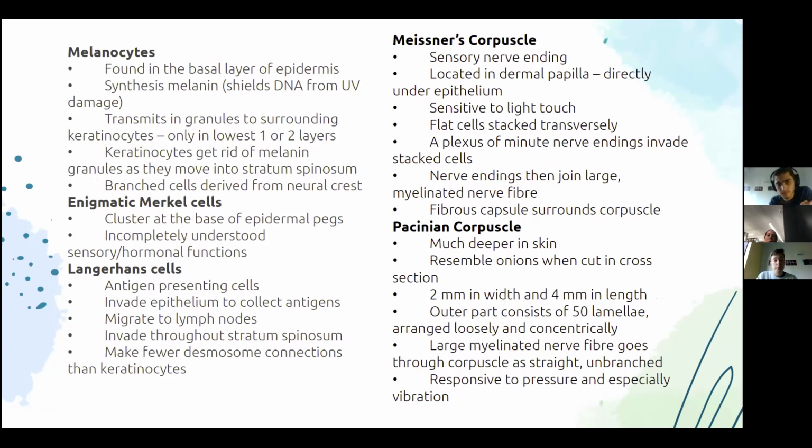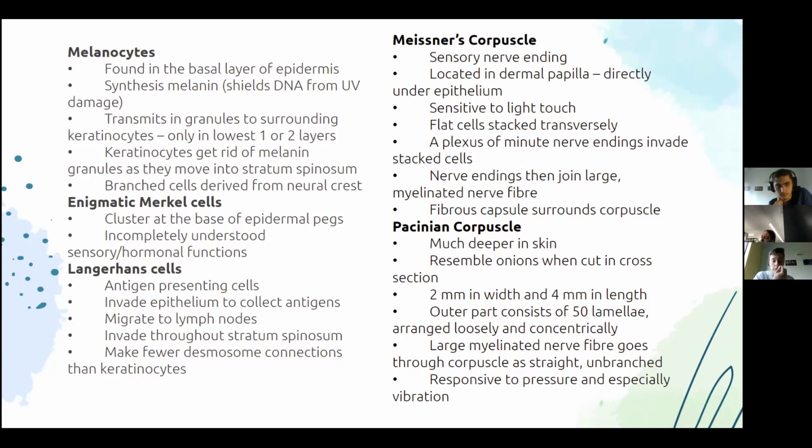These are just some more cells. I'm going to really point you to these corpuscles because they will come back later when you talk about the sensory nervous system. So just quickly, the melanocytes. These are synthesizing melanin. They're in the basal layer of the epidermis, so the stratum basale. This melanin is passed along to different keratinocytes. As they move up and up, the keratinocytes get rid of this melanin that's secreted by the melanocytes.